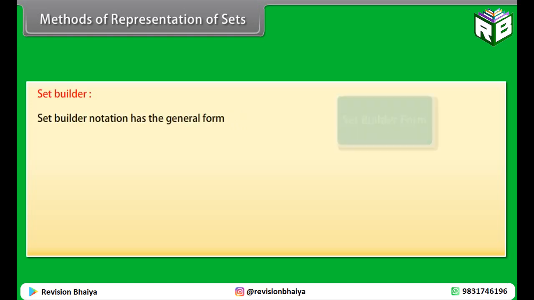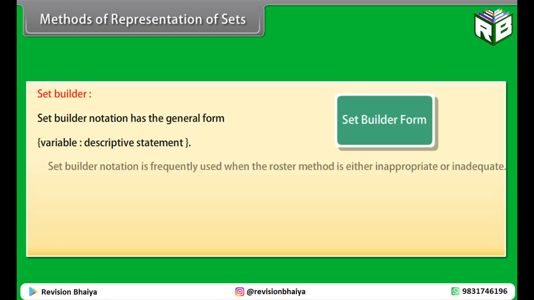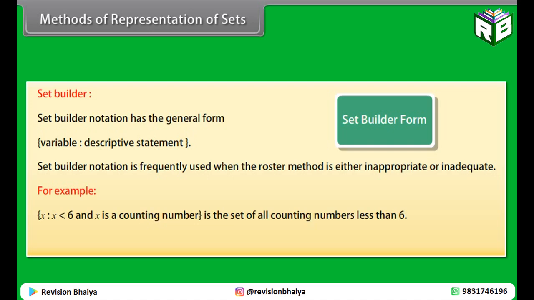Set builder notation has the general form given below. In set builder notation, the vertical bar is always read as such that. Set builder notation is frequently used when the roster method is either inappropriate or inadequate. For example, {x such that x less than 6 and x is a counting number} is the set of all counting numbers less than 6. Note, this is the same set as {1, 2, 3, 4, 5}.